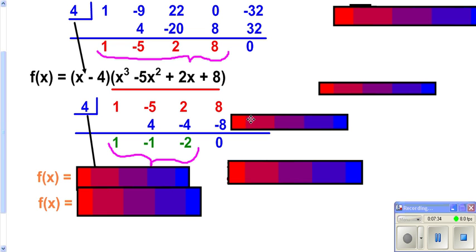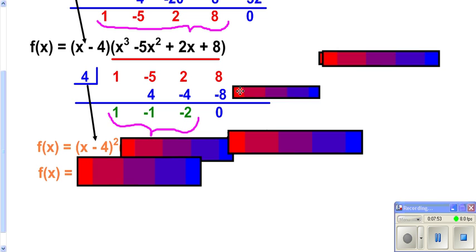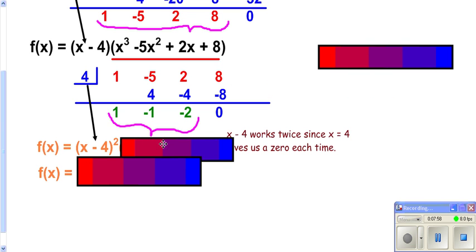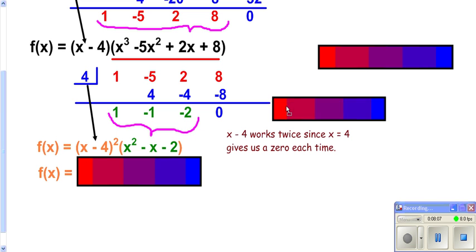So that means, and we knew it should work, but we had to verify it, that your x minus 4 works twice. So it's really an x minus 4, an additional x minus 4, but an x minus 4 times an x minus 4 is an x minus 4 all squared. Well, we really then also need to have our quotient of what's left over. That would be what we have here in green. That would be a 1x squared minus an x minus a 2.